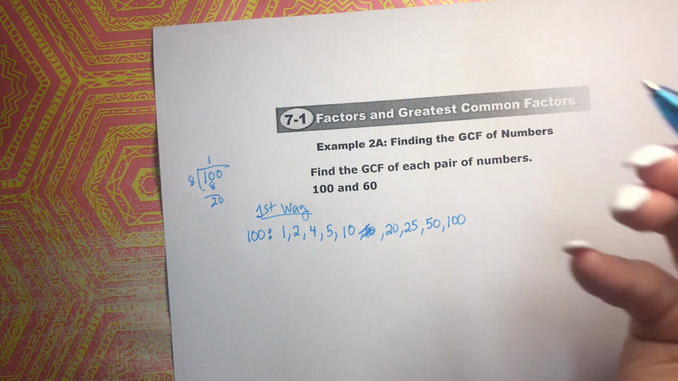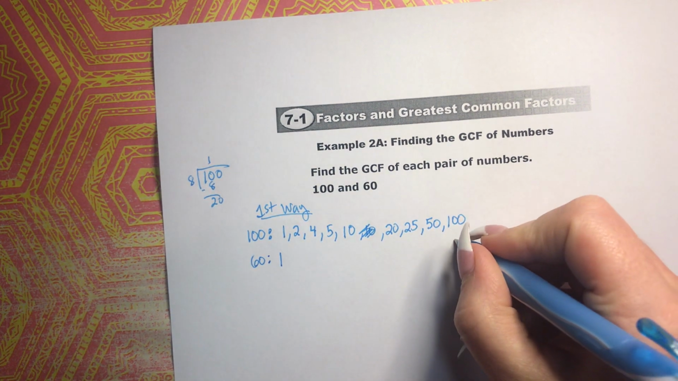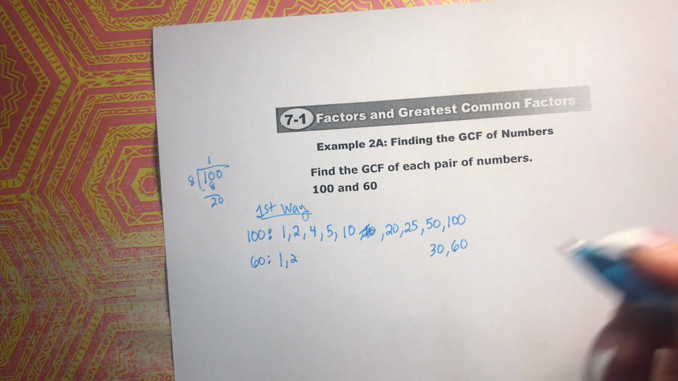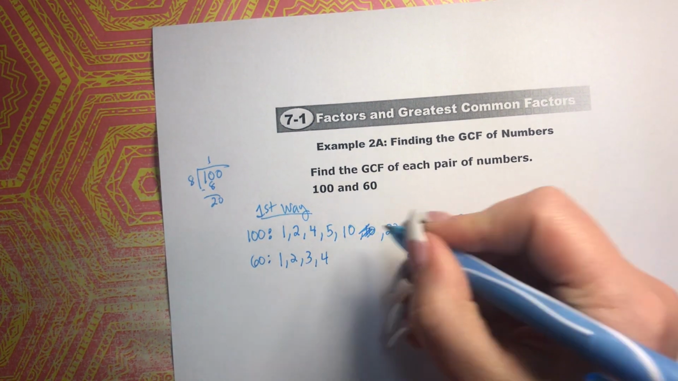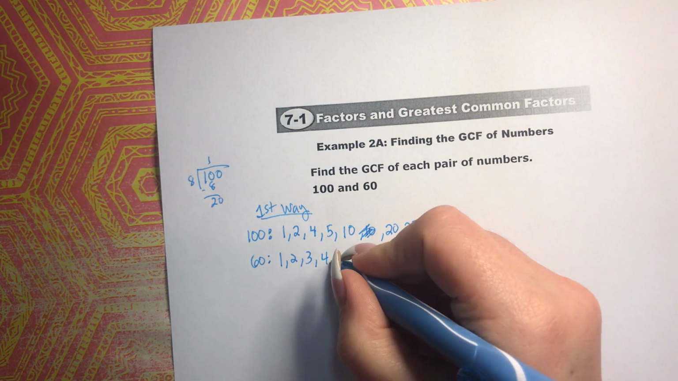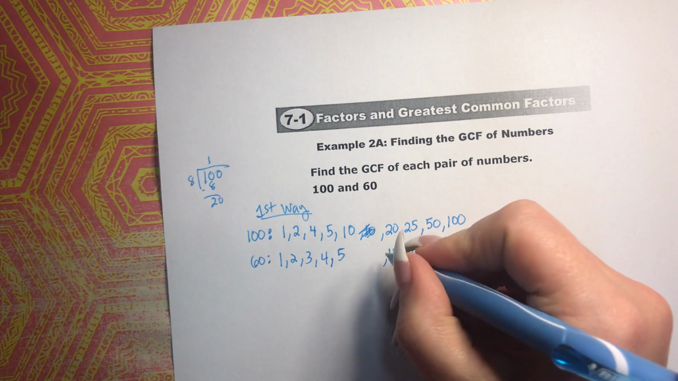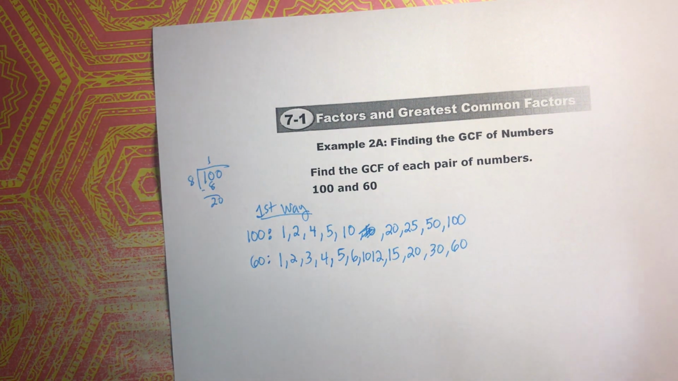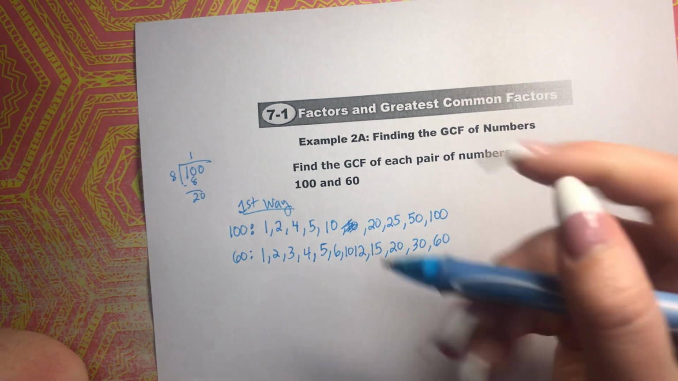Okay? Now let's look at 60. Okay, so it's going to be 1 and 60, and then 2 and 2 times 30, and 3, yes, 3 times 20, and 4 times, pretty sure it's 15, 5 times, I think it's 12, 6 times 10, oh man, I'm running out of space, 7, no, it's not divisible by 7. 8, no, and 9, no.